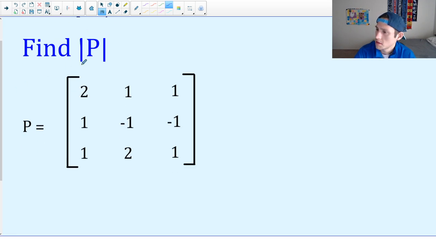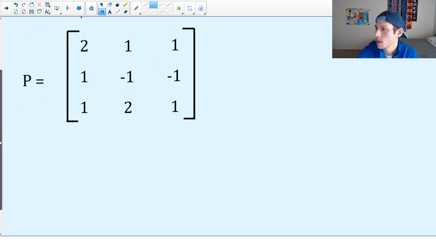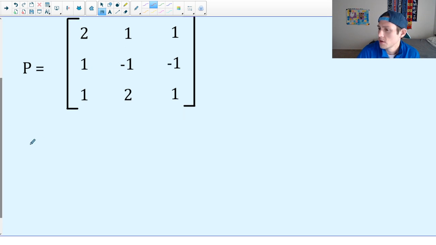Okay, so remember these vertical bars here, kind of like we're used to using them as absolute value. That's just another way that we can write the determinant of P. Either one of these notations is perfectly fine. Doesn't matter. Okay, so we have a formula for this.